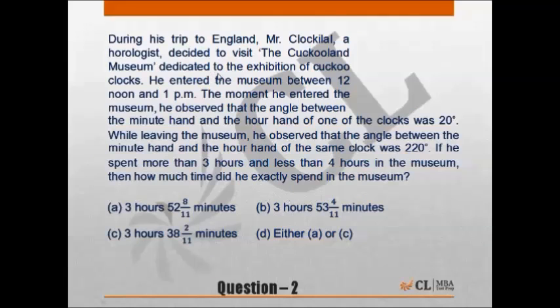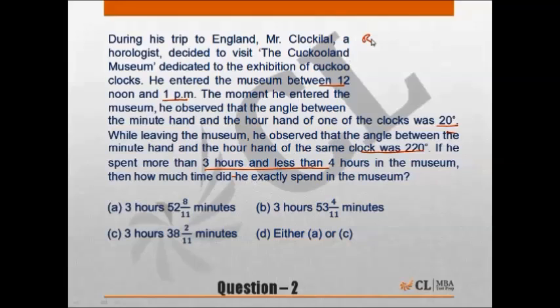Question 2. During his trip to England, Mr. Clockylal, a horologist, decided to visit Cocoland, the museum dedicated to exhibition of cuckoo clocks. He entered the museum between 12 and 1 p.m. The moment he entered the museum, he observed that the angle between the minute hand and the hour hand of one of the clocks was 20 degrees. While leaving the museum, he observed that the angle between the minute hand and hour hand of the same clock was 220 degrees. If he spent more than 3 and less than 4 hours in the museum, how much time did he exactly spend in the museum?